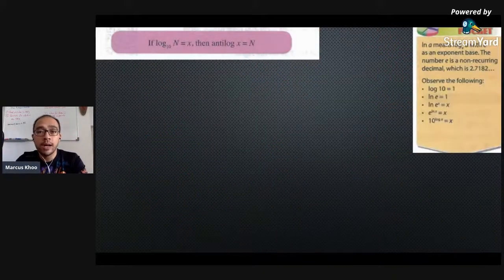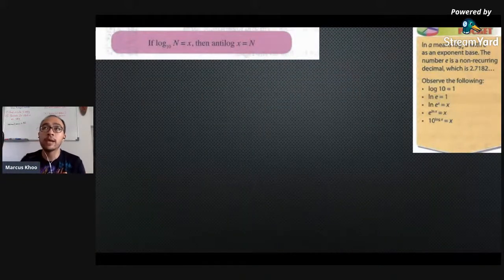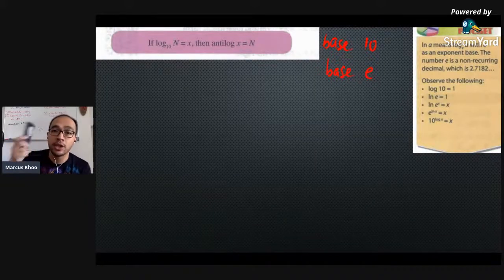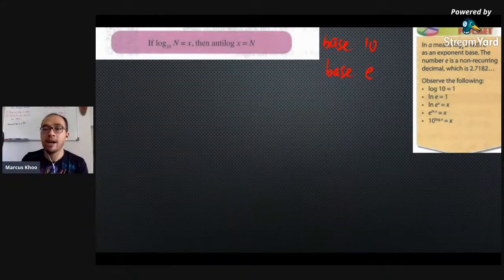So, there are two very important bases. As I said, this is a base. What is base in Malay? It's not tapak. Asas. Okay, asas. So there are two very important bases when we talk about log: base 10, and another one called base e. Now, base 10 is the base that is in your calculator. Our calculator is not that advanced. Our calculator can only come up to base 10.